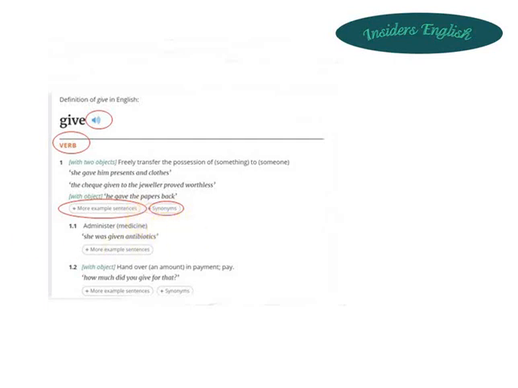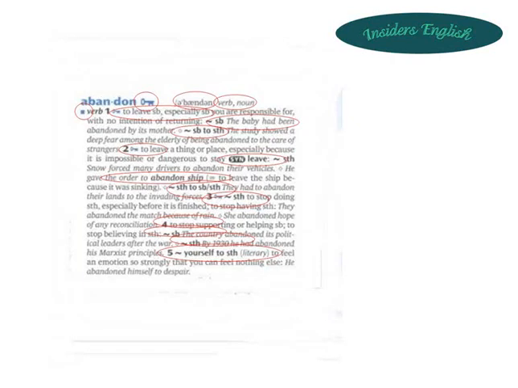This is useful, but have a look at this. This is an example of an entry from a paper dictionary. Look at all the items I've circled. Now, let's have a look at each one individually to help you learn how to use a dictionary.